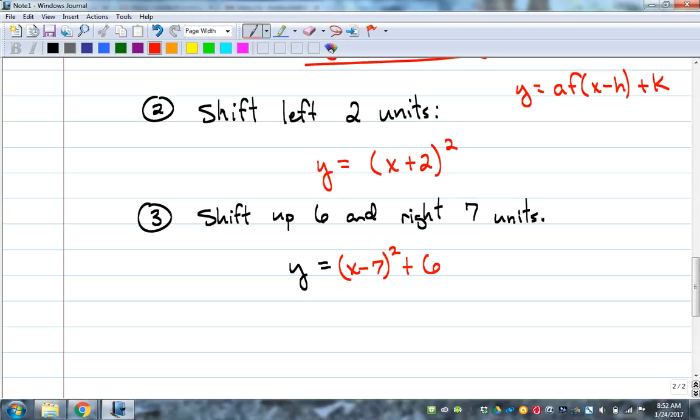Wouldn't you be plus 7 because you're going to the right? Like it's opposite. X normally plus would go to the right. It's the opposite when you're doing your transformations on the inside there. It's going to be the opposite.